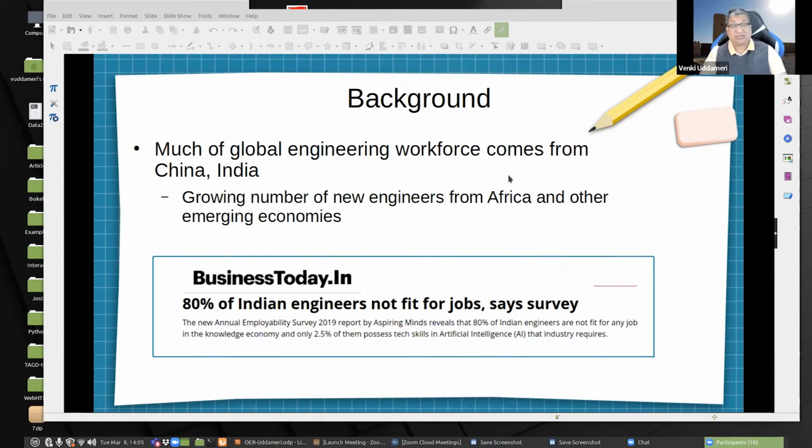So even in today's world, much of the global engineering workforce comes from India and China. There's a growing number of new engineers coming from African countries and other emerging economies. And there was a recent survey done by a business organization in India that said India is, by the way, the largest producer of engineers in the world at this point in time. And they said that 80% of Indian engineers are not fit for jobs just because they don't have modern skills. Their fundamentals are fine, but they are not familiar with cutting edge technologies that industry needs. It also went on to say that only 2.5% of graduating engineers possess tech skills in emerging areas such as artificial intelligence that industry is increasingly requiring them to have.